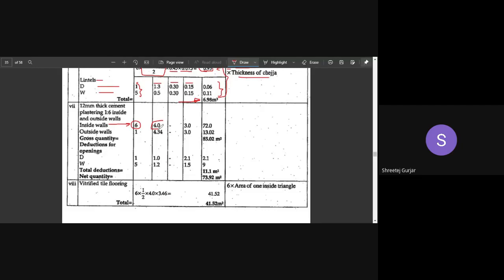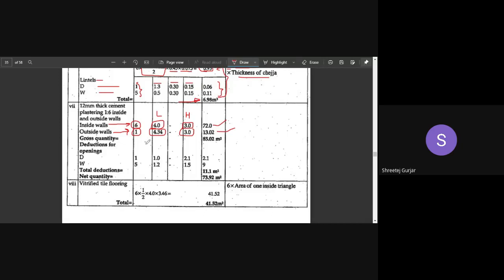Then this is your in distance of your wall, it is 4 meters, and this is the height of your floor, floor to floor height, which is 3 meters. So 6 into length into height, you get your total quantity of plastering for inside walls. For the outside wall, we will consider the center line length. So only one, and the center line length for out to out we have calculated is 4.34, and this is the floor to floor height. So you get your total quantity of cement plaster for our outside walls.